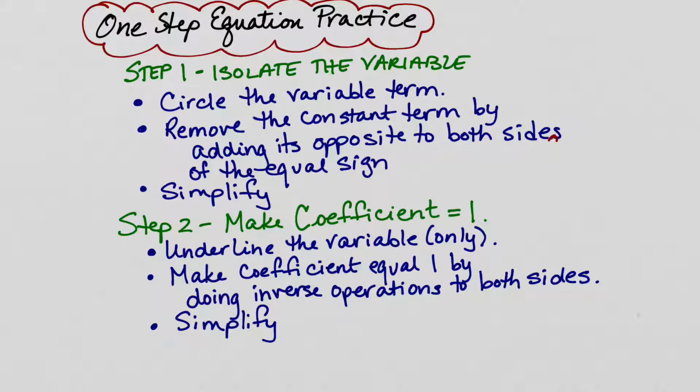Now step 2 is to make the coefficient equal to 1. In this case, you're going to underline the variable, just the variable itself. Make your coefficient equal to 1 by doing the inverse operation to both sides of the equation of the number that is by the variable. And then we're going to simplify.